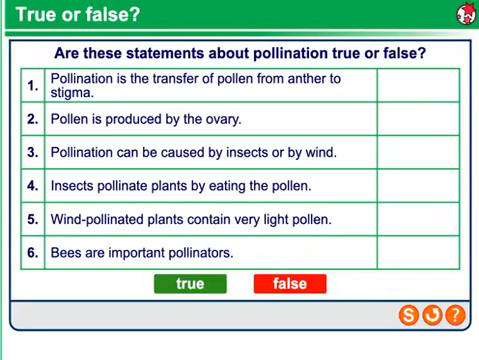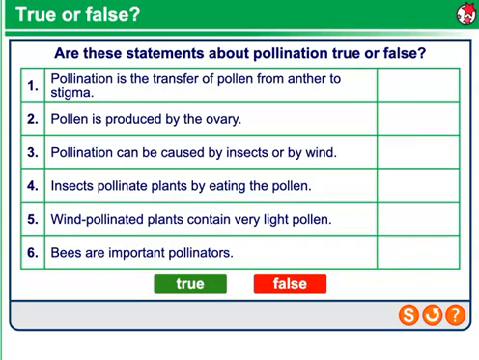Let's dig into some true and false questions. Are these statements about pollination true or false? Number 1, pollination is the transfer of pollen from anther to stigma. Number 2, pollen is produced by the ovary. Number 3, pollination can be caused by insects or by wind.